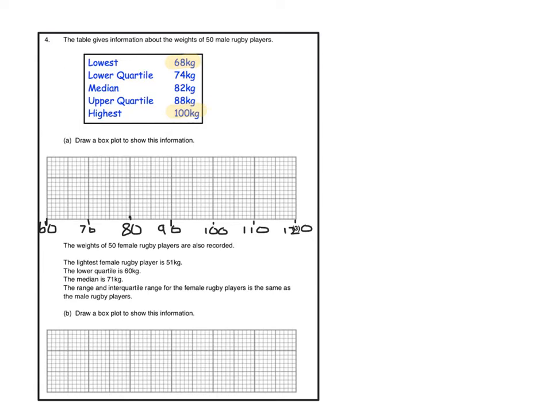Now you would be using a ruler. In fact, I'm going to try and use a straight line. There we go. Doesn't matter how long the line is, but the lowest and the highest are going to be the biggest, the longest lines. Highest is 100. So let's do that now.